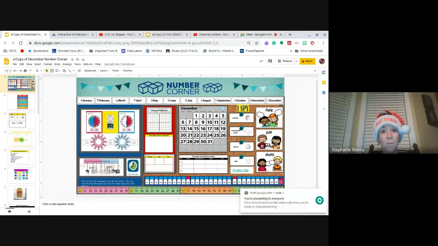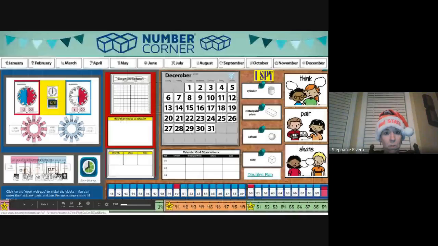Time for a little math, first graders. And guess what? We are starting a new month. Pretty exciting, right? Let's take a look up at the top here. At the top of our number corner here, we have the months of the year. Let's see if you can sing it with me.